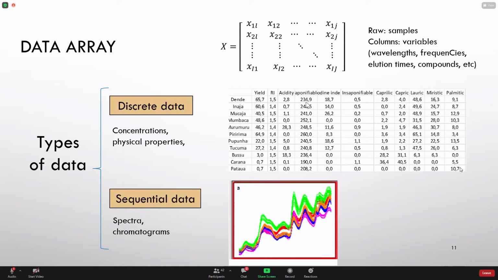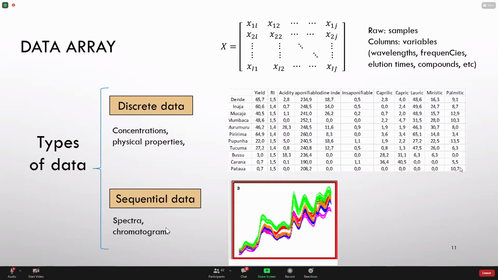So the range of values are absolutely different. And this kind of data will be submitted to specific pre-processing techniques, because we now have the errors coming from each analytical technique. But it's different in the case of sequential data like spectra and chromatograms, because we have the information of each column coming from the same equipment, the same instrument in most cases, because we can also have a data fusion, but this is another situation.